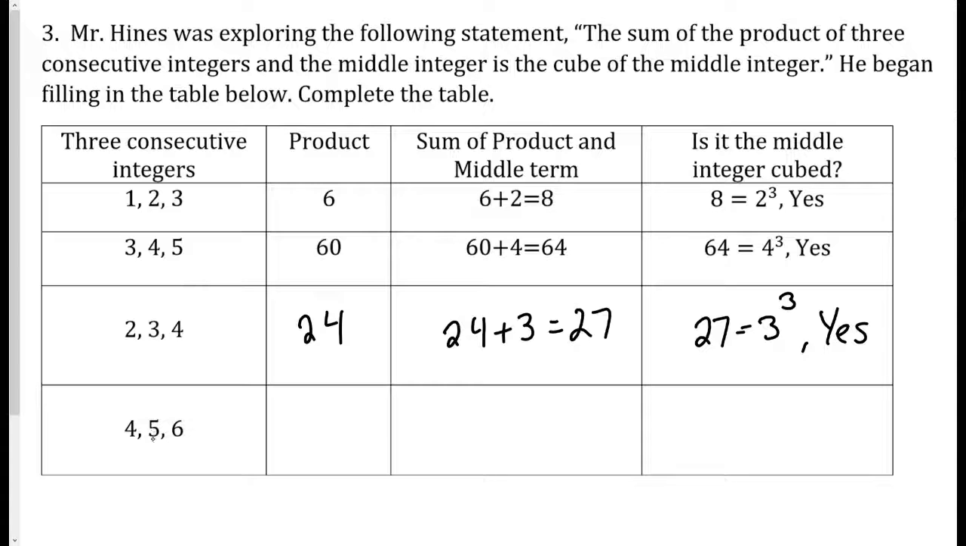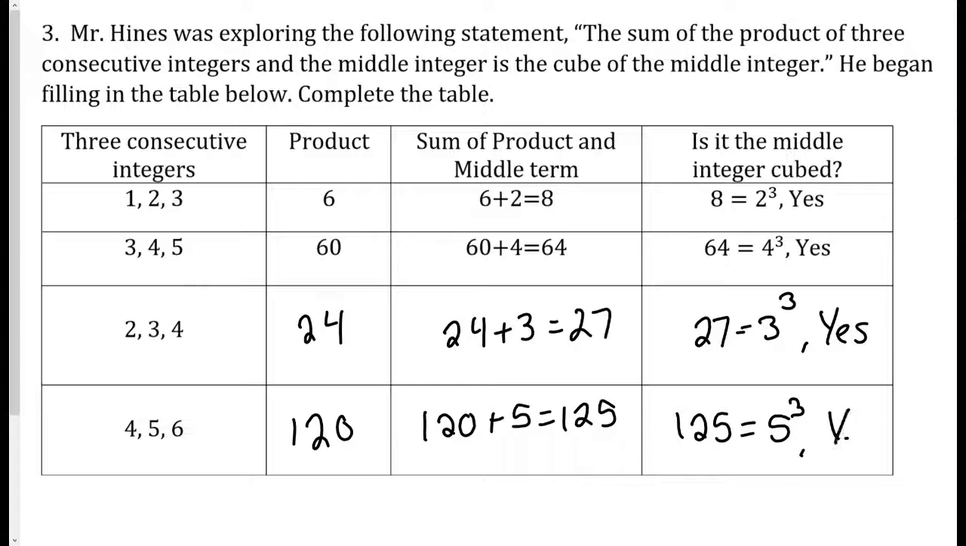4 times 5 is 20, times 6 is 120. I want to add the middle integer to that. I got 125. Is that the middle integer cubed? Well, what's 5 cubed? That's 125. So the statement looks like it's true.